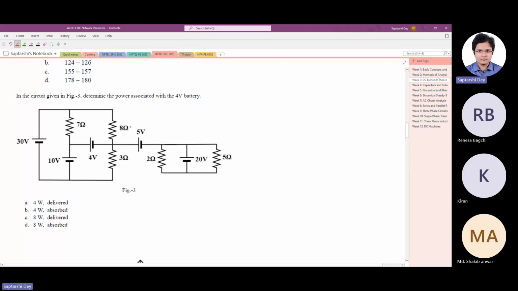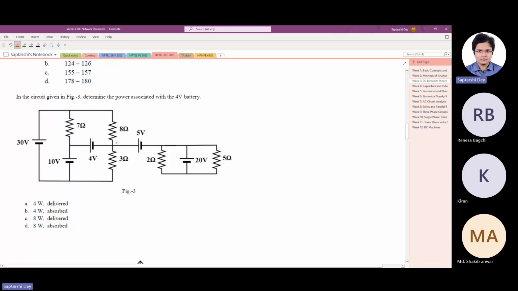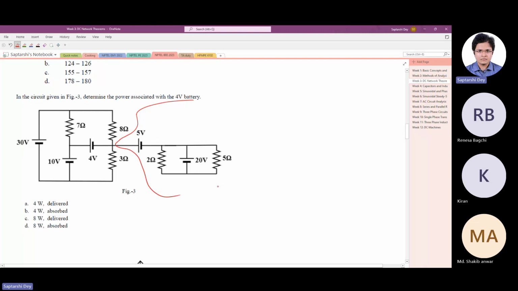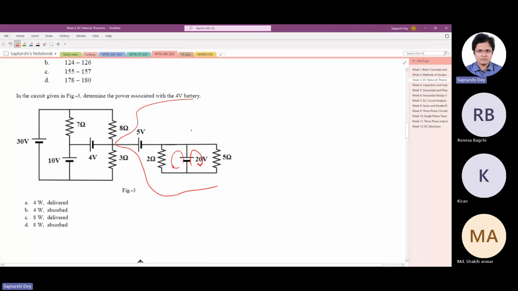So what we can do is this part of the circuit we can simply ignore, right? There will be some currents here, some currents here, but we can ignore this part of the circuit. We have to look at only this part. That is clear? Now we will apply KCL and KVL in this circuit and find out the current in the 4-volt branch.